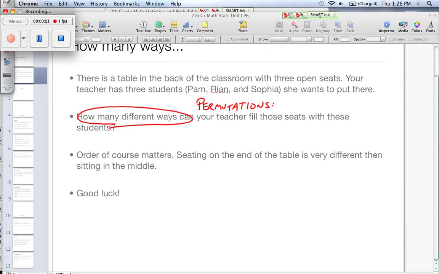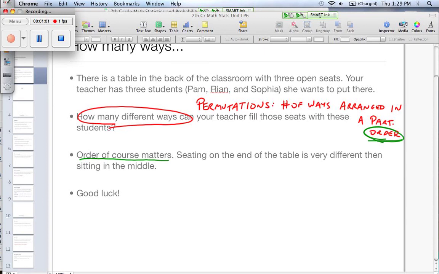Permutations is a math vocab word that simply means the number of ways a set of data or numbers or a problem situation can be arranged in a particular order. Okay? What makes permutations so special, for our sake and for your sake for the next couple days, is that order matters. See that right here in the problem?